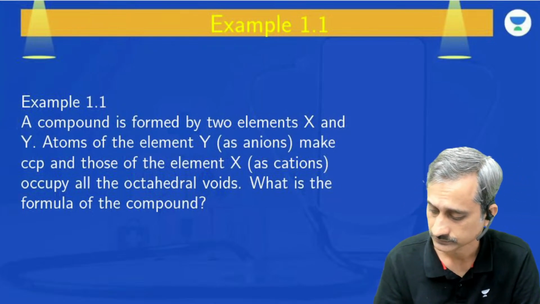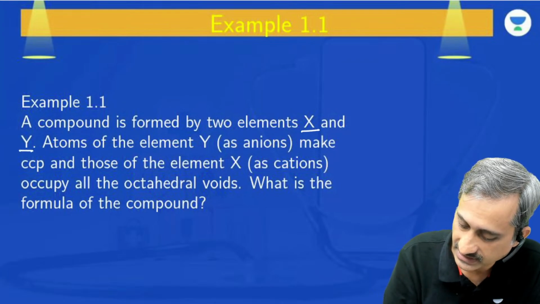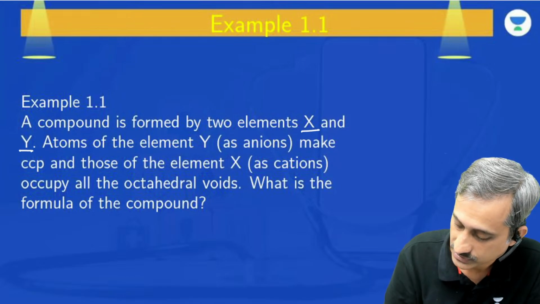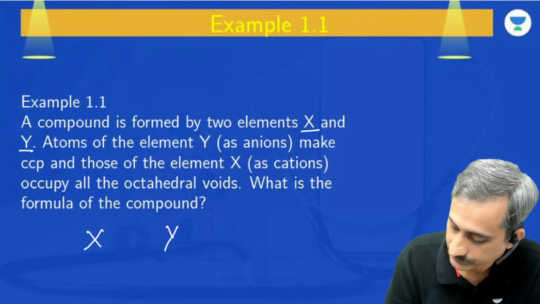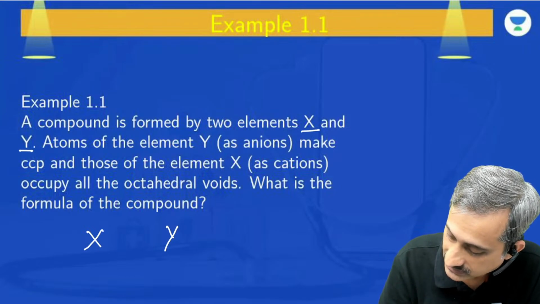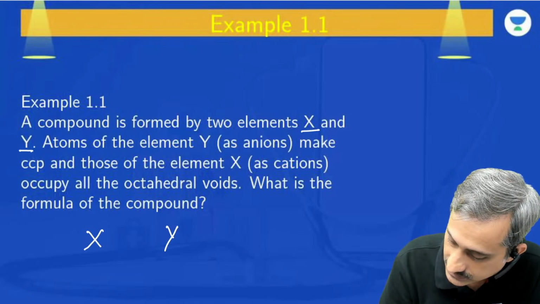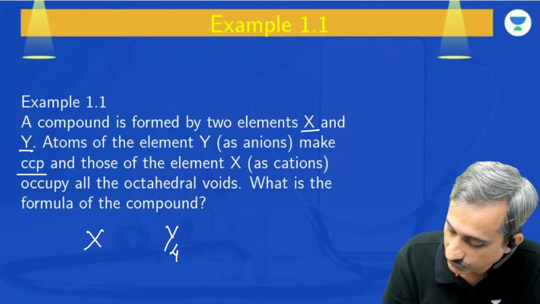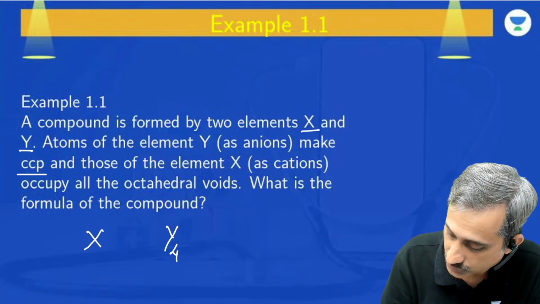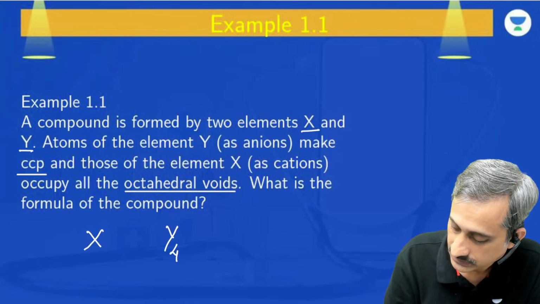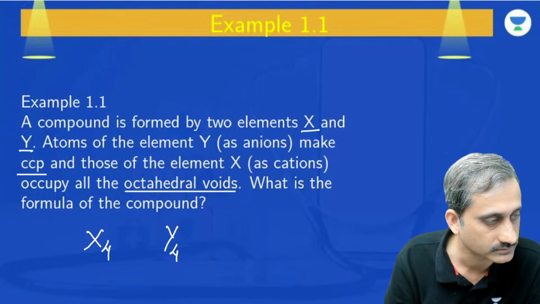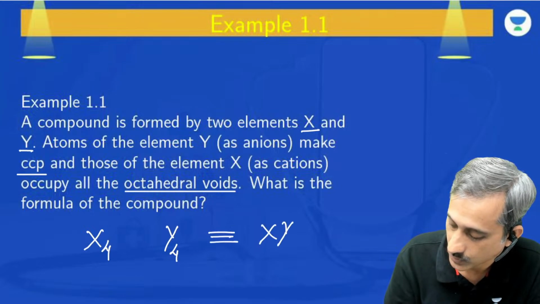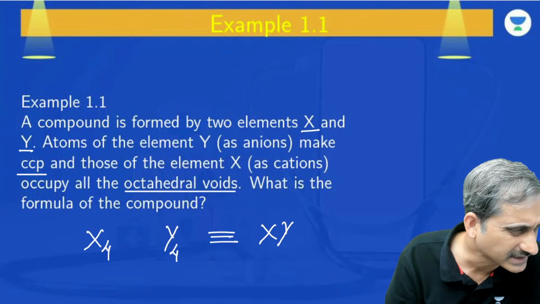Solve it. We have the element X and element Y. X is the cation and occupies the octahedral void. Now Y makes CCP, so the number of Y in a unit cell is 4. X occupies the octahedral void, and the octahedral voids are 4. So the formula of the compound is XY. Any confusions? Are you attempting it or are you sleeping?